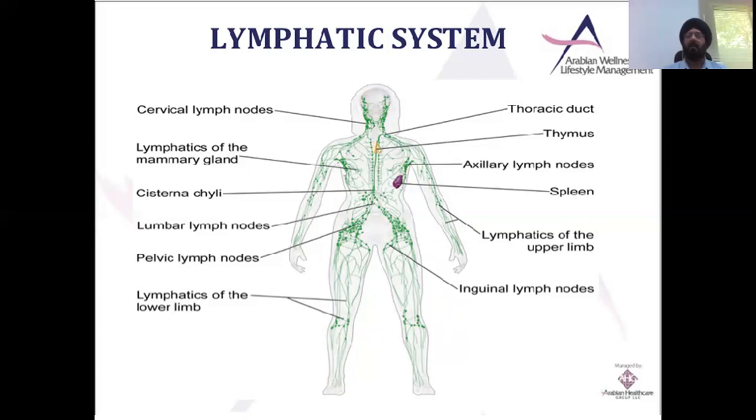And glands are the bigger form of those nodes, like tonsils, adenoids, thymus, etc. These lymph nodes, these lymph glands, not only filter the toxic material, but also produce lymphocytes, which fight the infection, any foreign body.